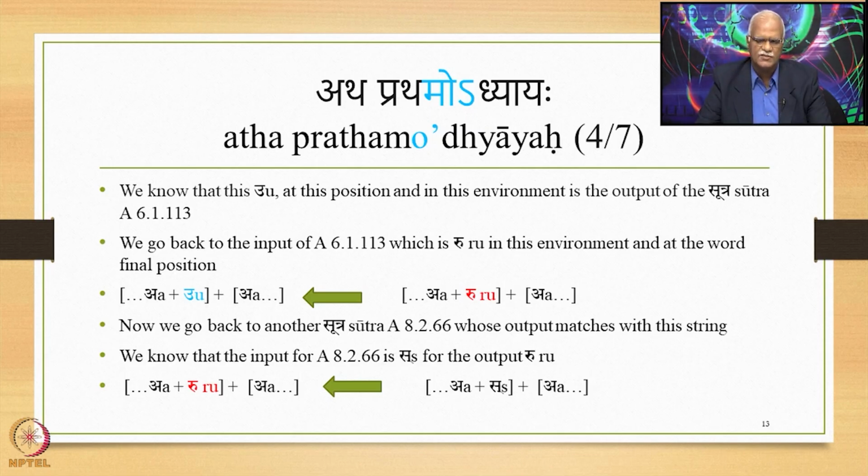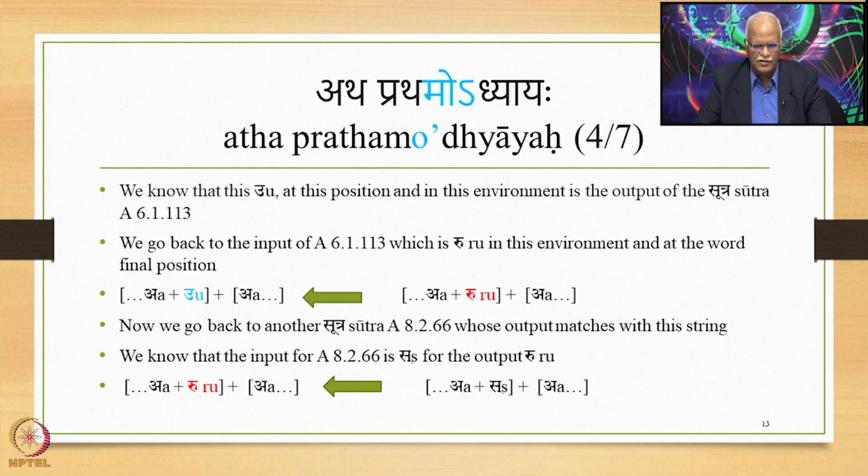Atororaplutadaplute says that this Ru, coming at the end of a pada, which is preceded by short A and followed by short A, is substituted by U. So this is the output. Now we are going backwards. From the output we are now going to the input. While learning the sutras, our direction was from the input to the output. Now we are going from output to the input.